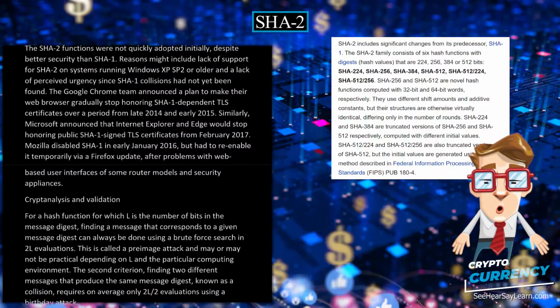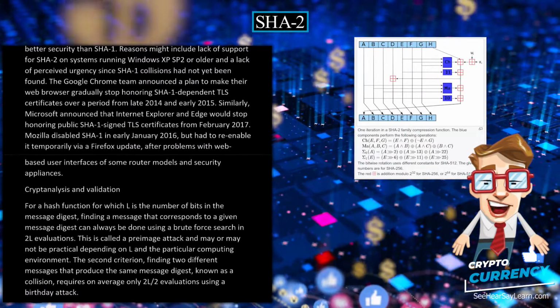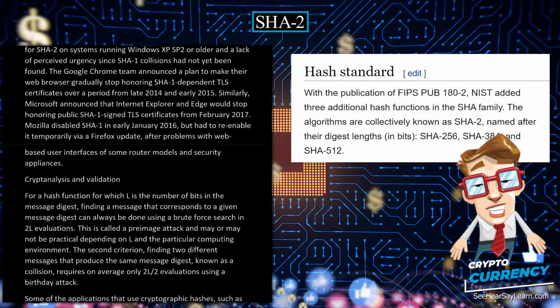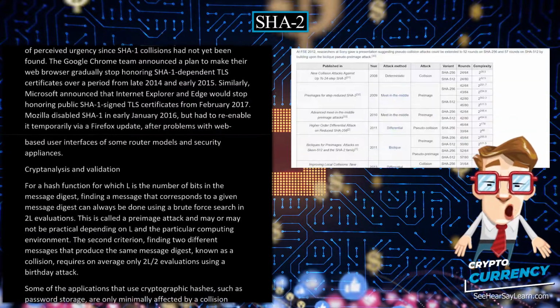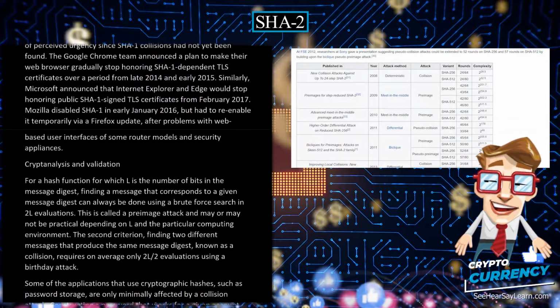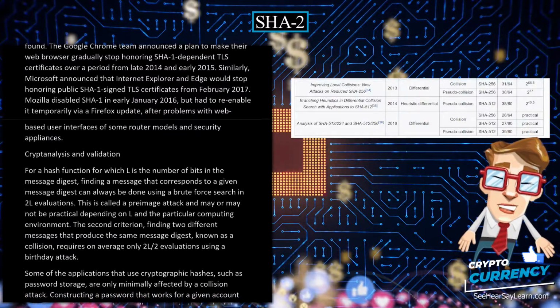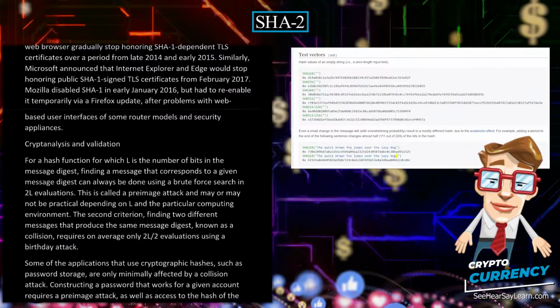Reasons might include lack of support for SHA-2 on systems running Windows XP SP2 or older and a lack of perceived urgency since SHA-1 collisions had not yet been found. The Google Chrome team announced a plan to make their web browser gradually stop honoring SHA-1-dependent TLS certificates over a period from late 2014 and early 2015.